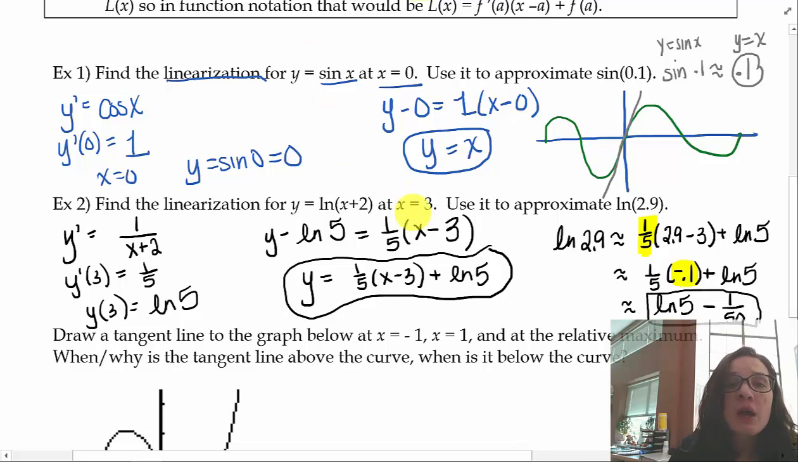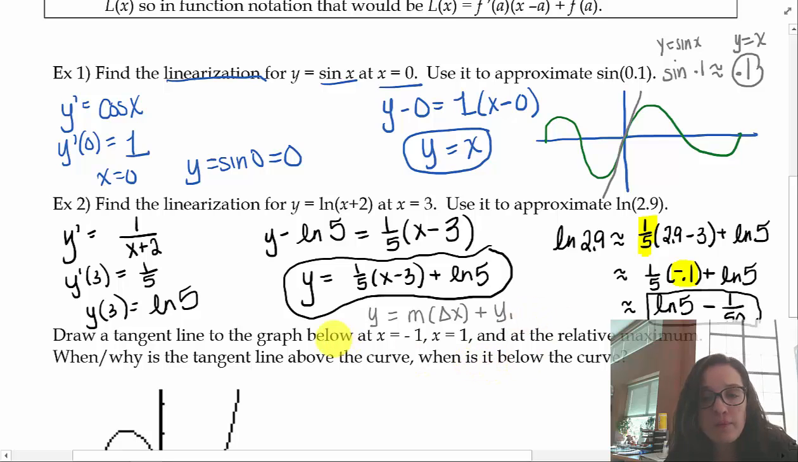If I rewrite that, this linearization says y equals m times delta x plus y1. In other words, if I want a new y value, I can do delta x times m plus the original y value. I take the slope, I multiply the fraction of it that I need, get my new delta y, add it to y1, and I have my new location.